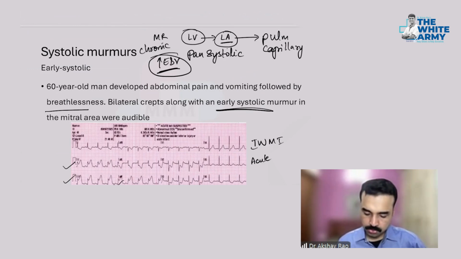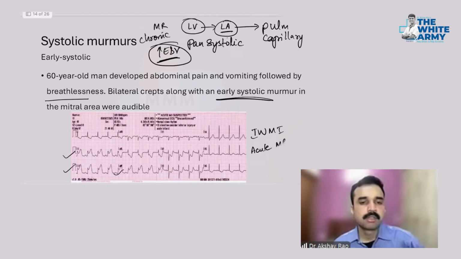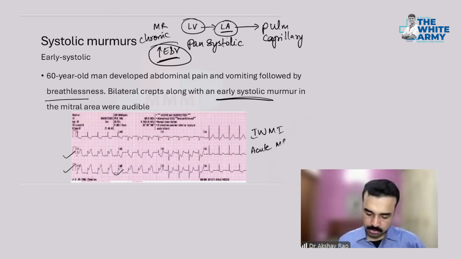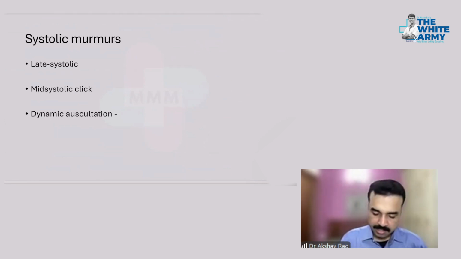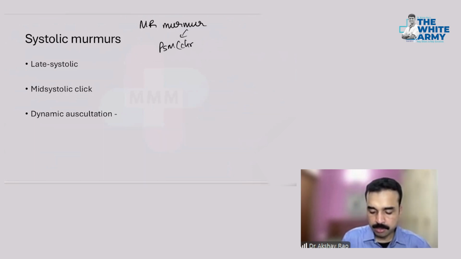So this is a variation of mitral regurgitation, acute MR. Acute MR can be caused by MI. It can also be caused by infective endocarditis. In that case, the murmur will not be pan-systolic. It will be early systolic. And sometimes the murmur can be late systolic. So this mitral regurgitation murmur has many variants. If it is pan-systolic, it is chronic MR.